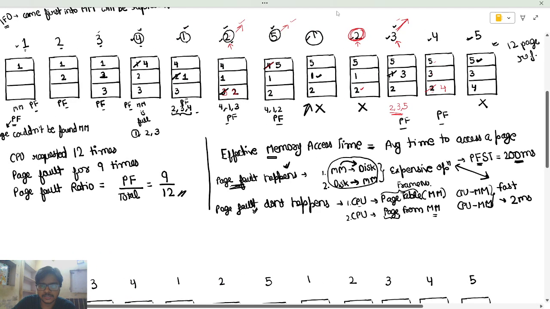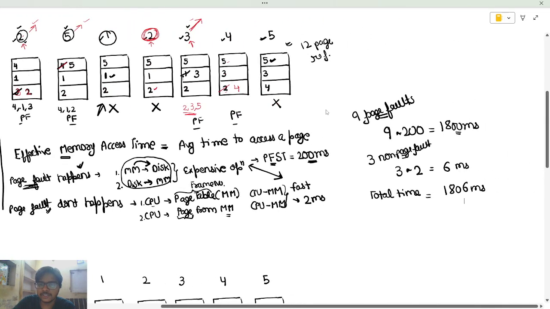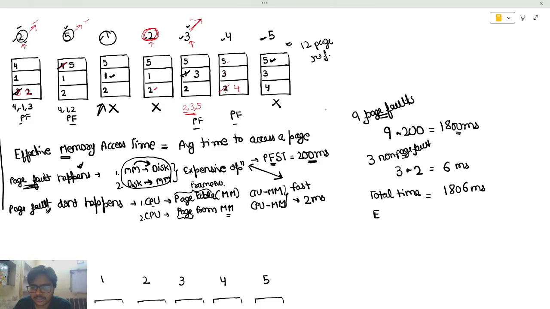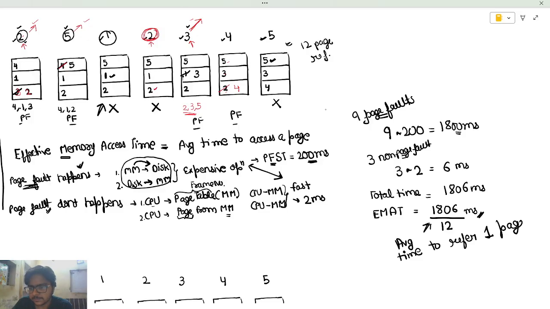Now see, there were 12 references. But what is the average time to reference one page? That is called effective memory access time. It is the average time to refer to one page. So 1806 total time divided by how many page references? 12. So this is the average time to reference one page. Let me also write it down. Average time to refer one page. Okay.